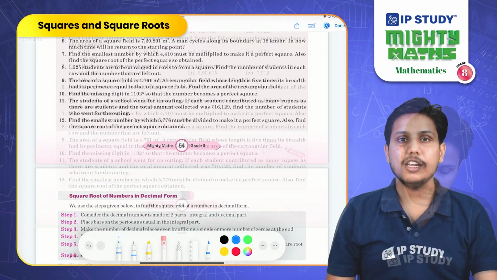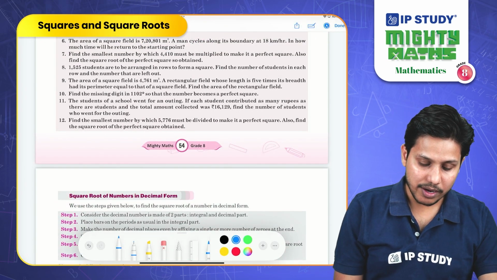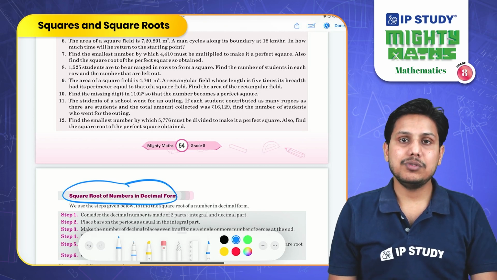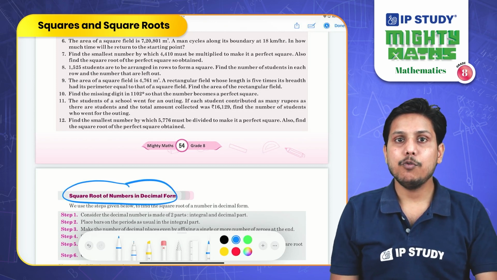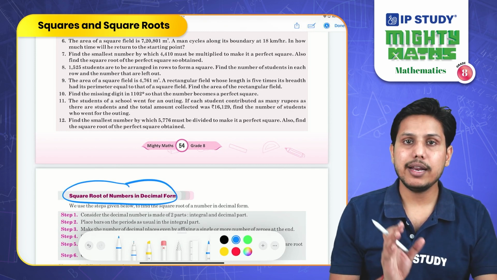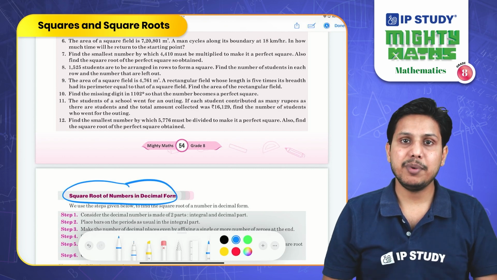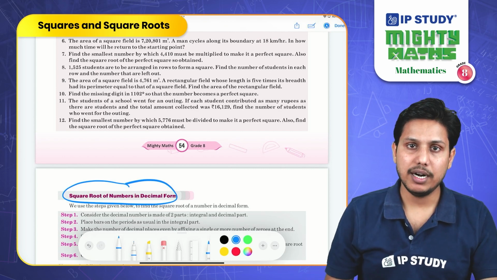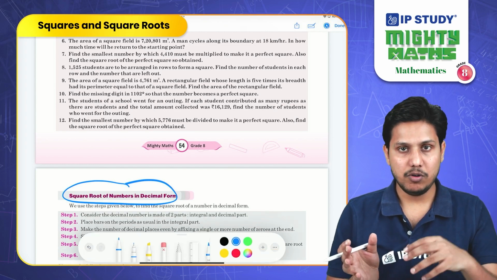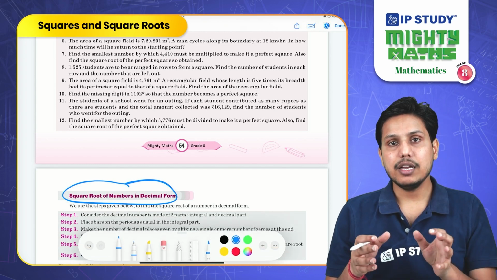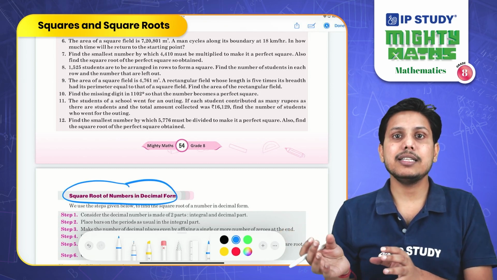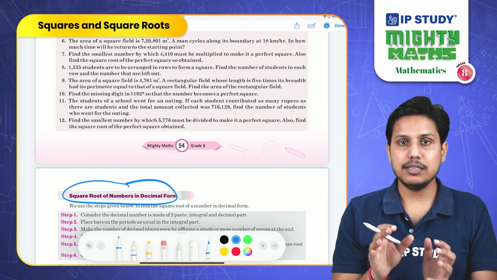Now students, the last topic: square root of numbers in decimal form. For decimal numbers, we use the long division method that we have seen, with some modification. We have two parts in a decimal number: one is the whole part and one is the decimal part. So we have to make pairs separately for the decimal part and the whole part. Always remember the decimal part should always be in pairs. The whole part can have a single digit which is not paired, but the decimal part must be paired. So if there is a single digit, then use 0 to make the pair.